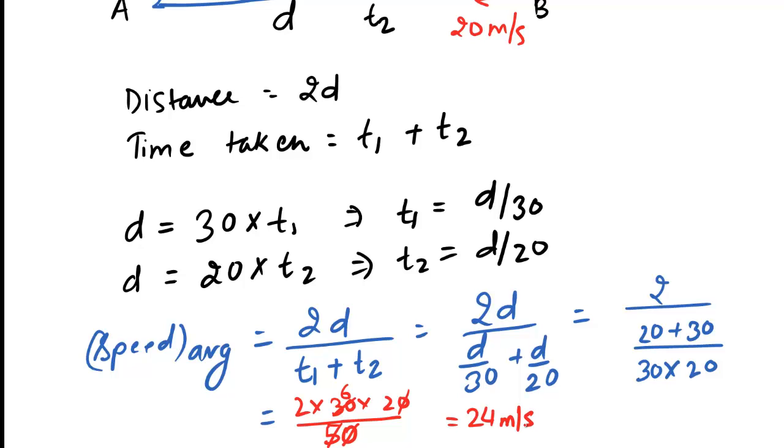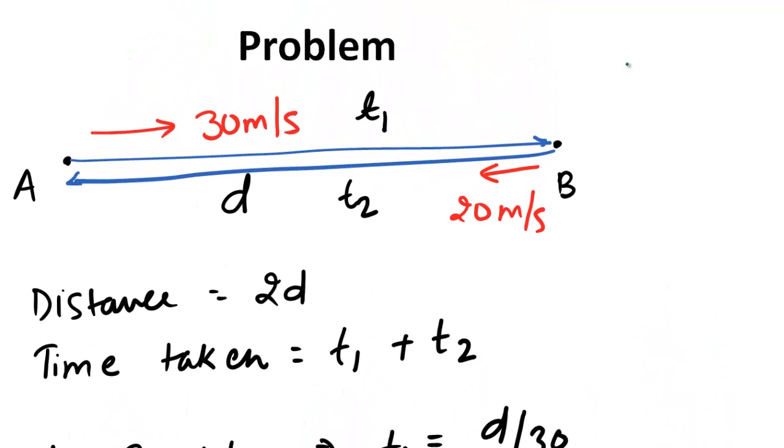Now for most of you it would be surprising, isn't it? Because you would have thought that the answer is simply 25, 30 plus 20 by 2.